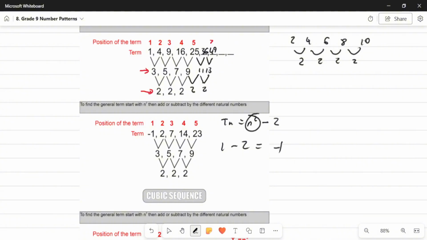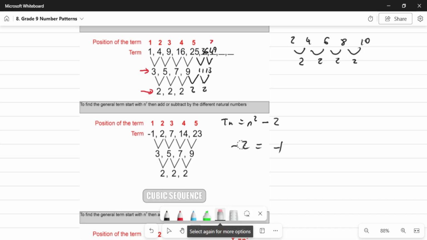So whatever term you put in here, you just have to subtract 2 and you'll get the terms of the sequence. See if I put in 2. Watch here. If I put in 2, 2 squared is 4. 4 minus 2 is 2. 3 squared is 9. 9 minus 2 is 7.